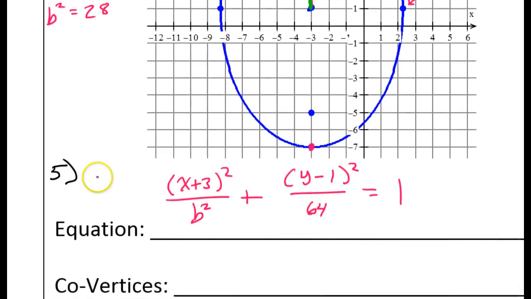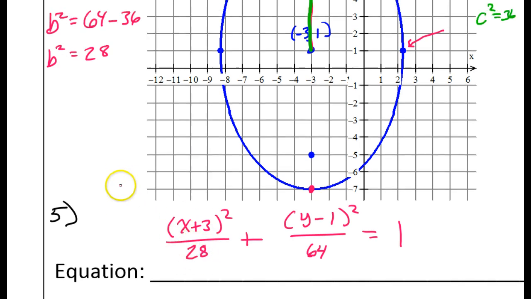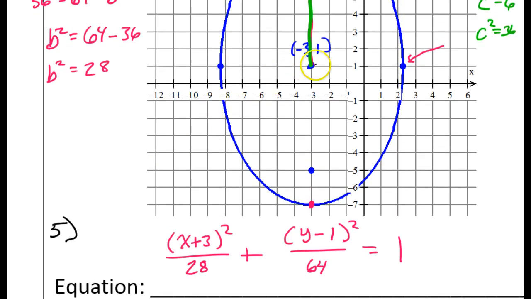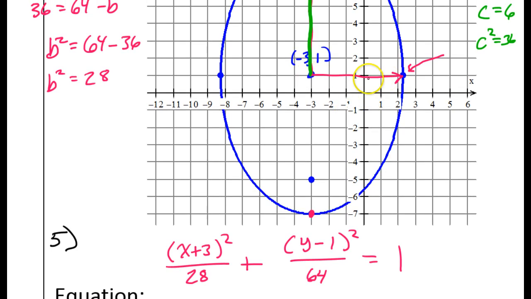The 28 is the thing that I want for the denominator. So as far as the denominator goes, don't take the square root, just write down the 28, because that is the b squared. Now understand that the b value is the distance from the center to a co-vertex. So that red arrow I just drew, this is the b value.